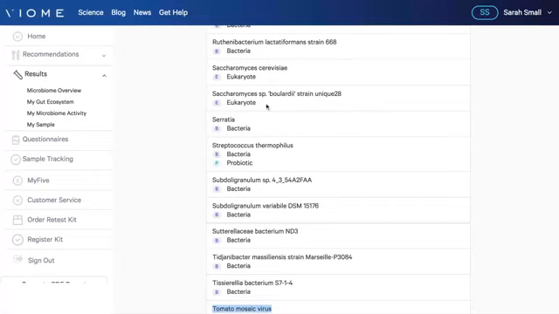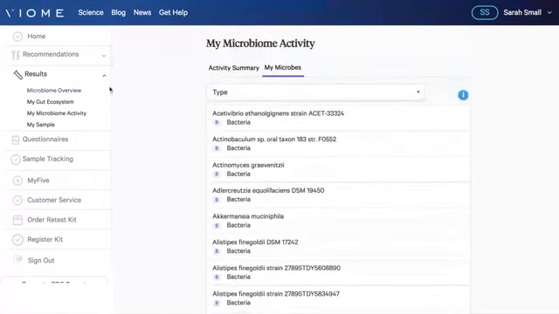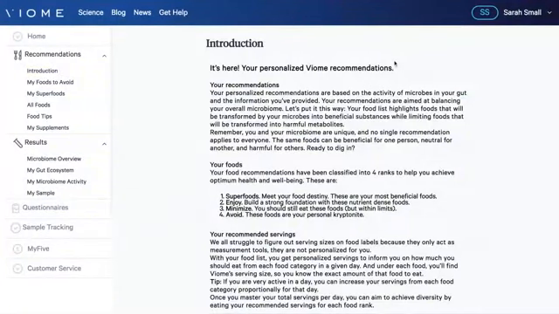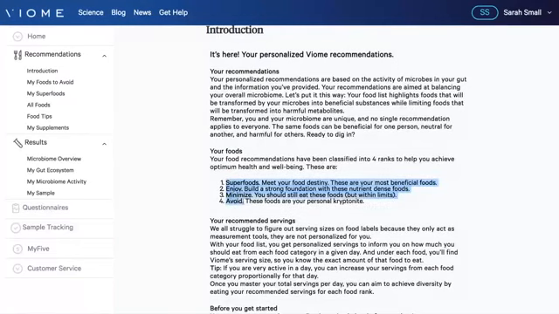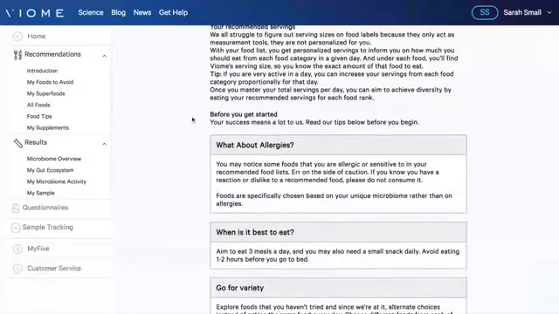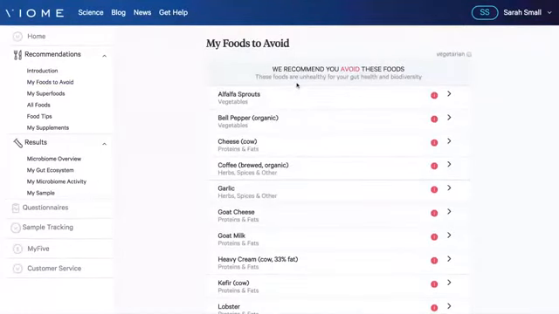This will show you all the different little bugs that show up in the stool sample that you will have already sent in. Then it shows you recommendations, and these are going to be more food related. They are broken down into four categories: superfoods, enjoy, minimize, and avoid foods. They are as they sound. Then it goes into a lot of other general recommendations. But my foods to avoid are definitely interesting.